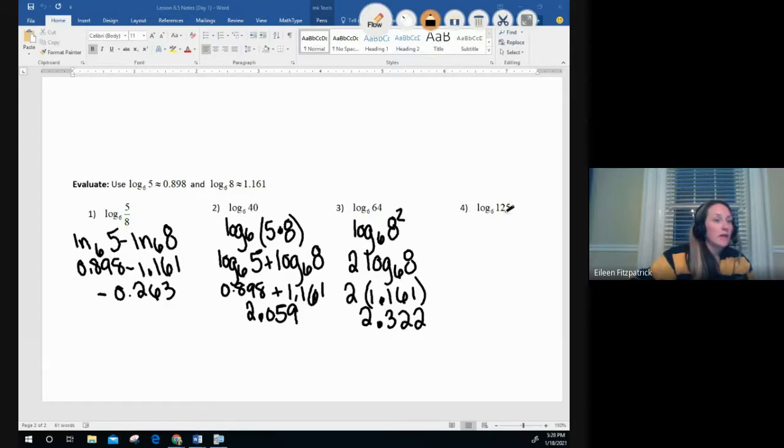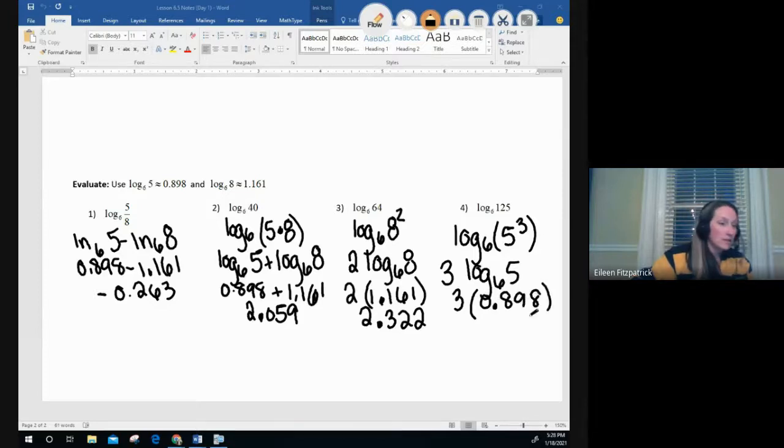And the last one, how do you write 125 in terms of 5s or 8s? Well, you can write it as log base 6, and you could write 5 times 5 times 5, or just 5 to the third. I put that 3 out front, so 3 times log base 6 of 5. So I have 3 times 0.898, and when I multiply, I get 2.694.